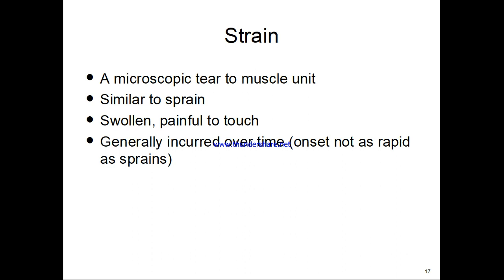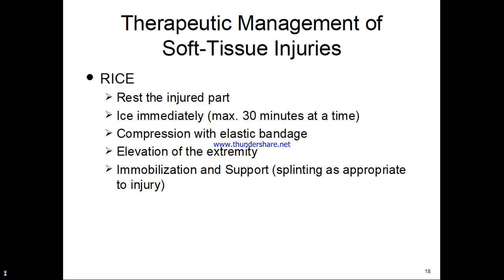A strain is a microscopic tear to the muscle unit. It's similar to a sprain. It's swollen and painful to the touch, but this usually occurs over time. Onset isn't as rapid as sprains. So with a sprain, you can think of a common one as being like an overturned ankle, whereas a strain could be overuse of a particular muscle, such as in a sports or exercise activity.